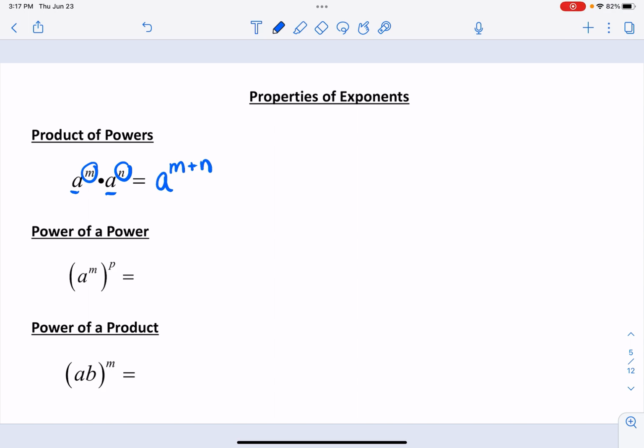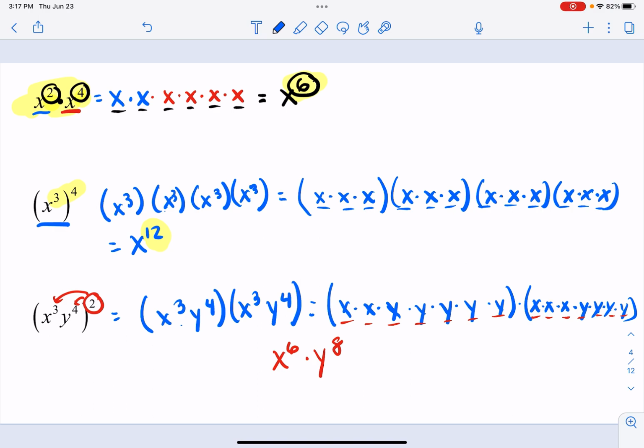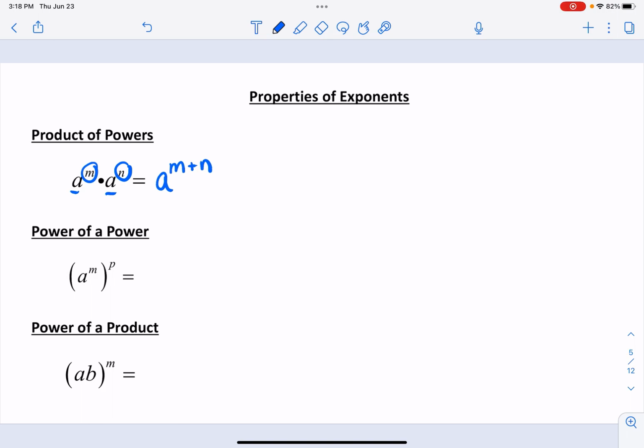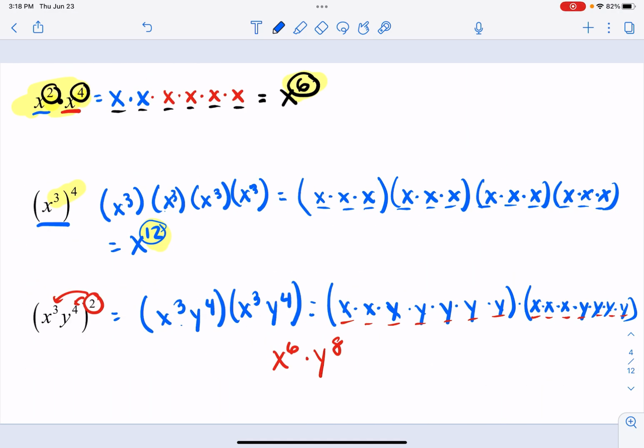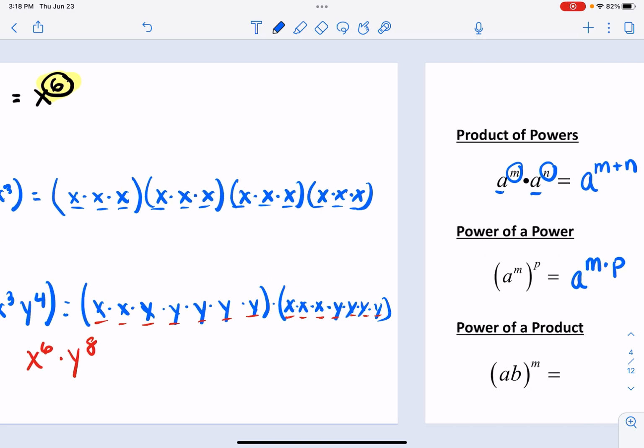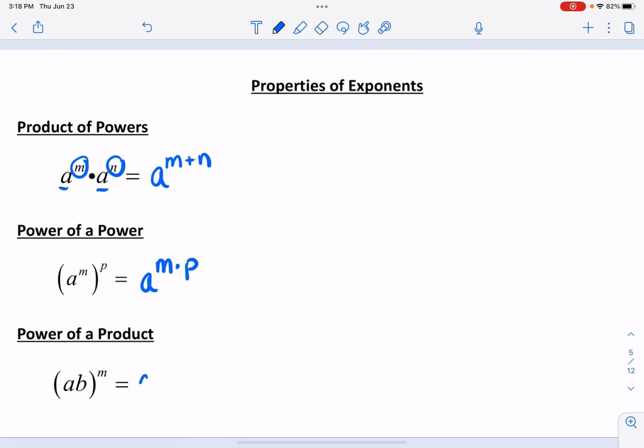And then I have A to the M to the P. Let's look at that. 3 to the 4th power. What did I get? I got 12. So that is M times P. And then this last one, I kind of talked about it. The 2 gets distributed to everything inside. So that means this is A to the M times B to the M.